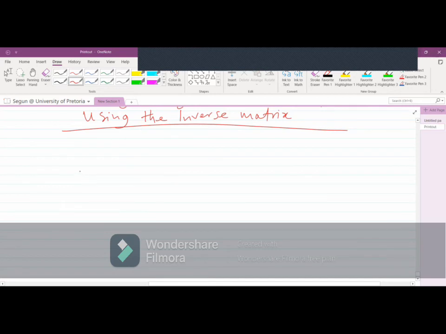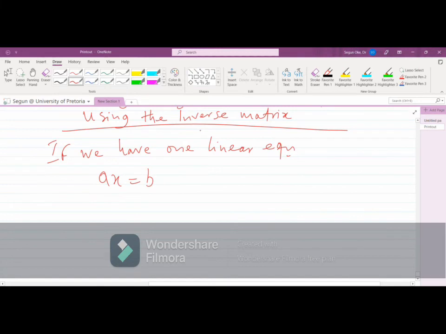So how do we solve this? If we have one linear equation, I'll be writing this equation as AX equals B, in which the unknown is X. We don't know the X, but A and B are constants, and A is not equal to 0.